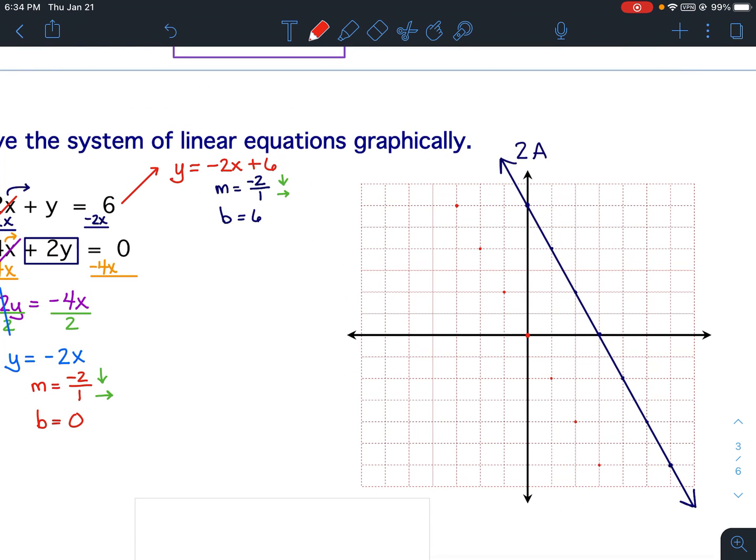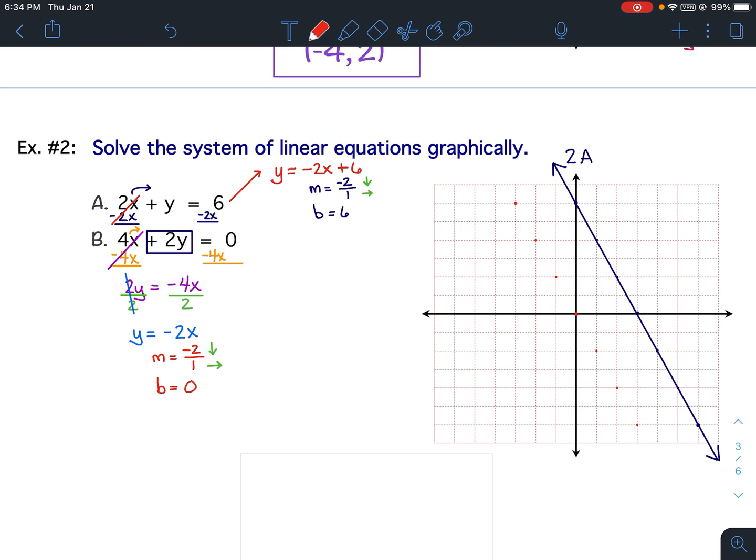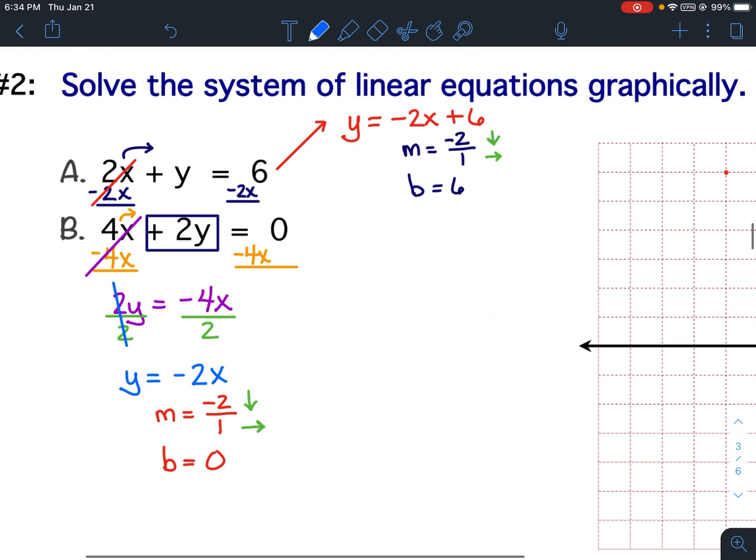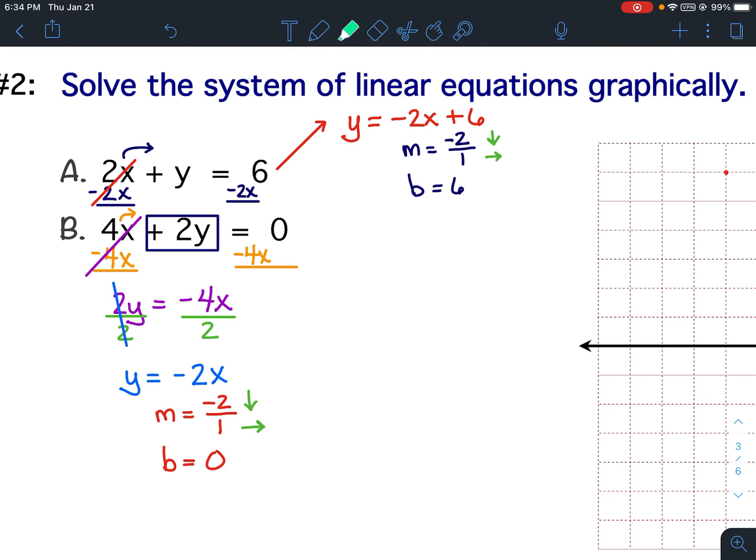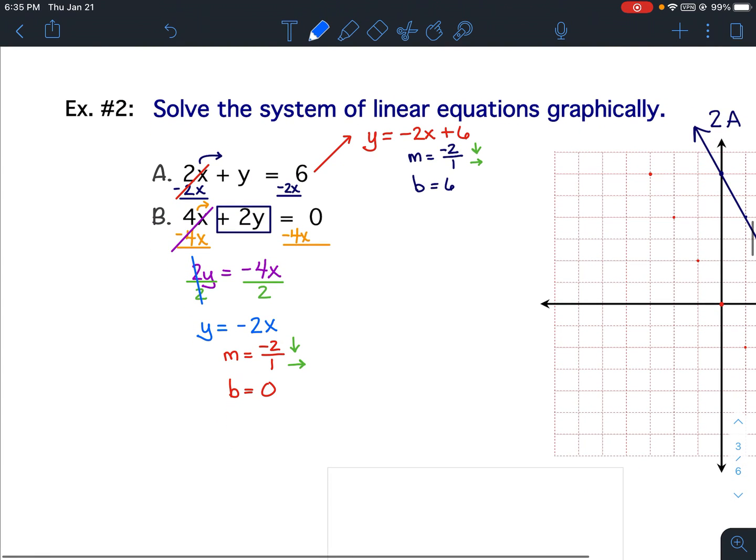Now, before I officially draw my line, I want to compare the slopes. If you look at the slope of this problem, I've got negative 2 over 1. If I look at the slope of equation B, again, I've got negative 2 over 1. That means that my slopes are equal. So slope of line A equals the slope of line B.